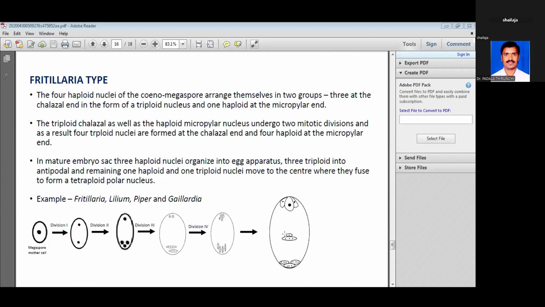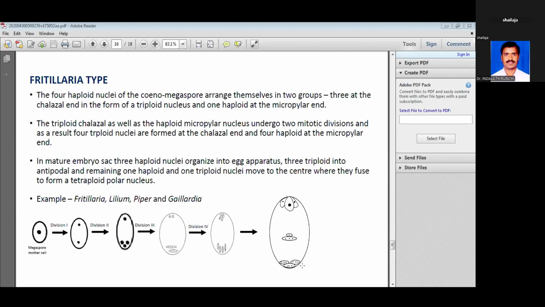So then what happened in this Fritillaria type? We can expect that one from the chalazal end and one from the micropylar end come to the center. One is the triploid, one is the haploid, that is the polar nuclei. This is the egg apparatus. Three are antipodals, triploid antipodals. That is the difference from the Fritillaria type.